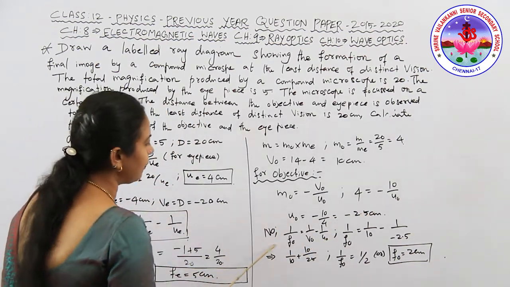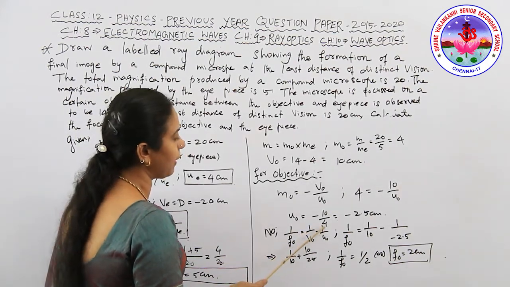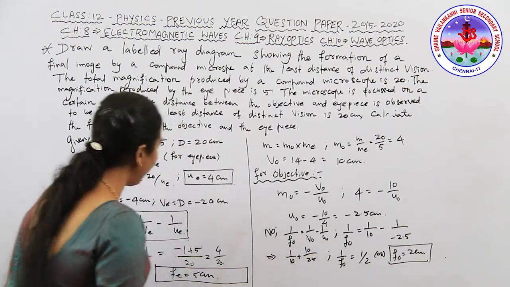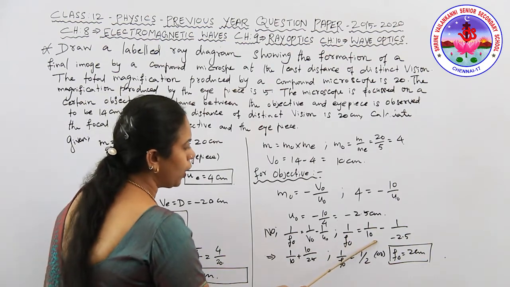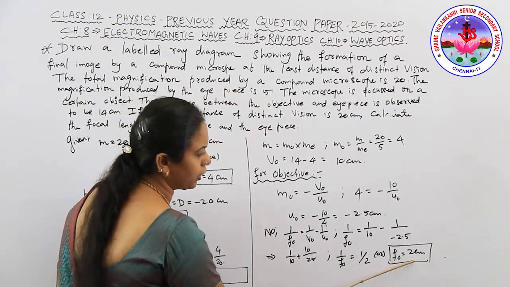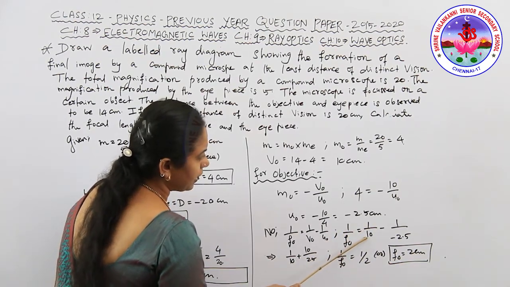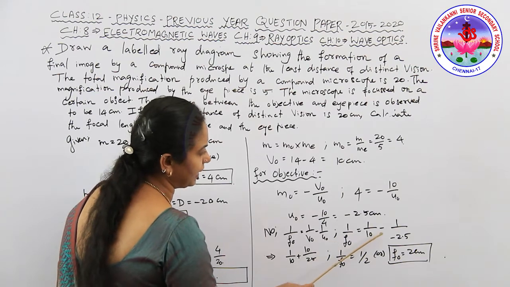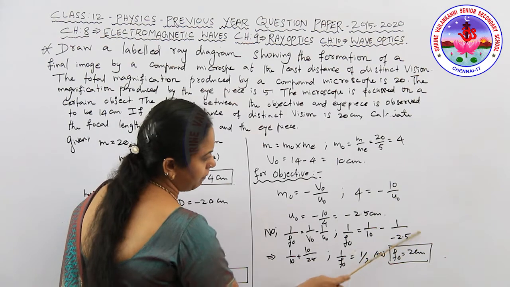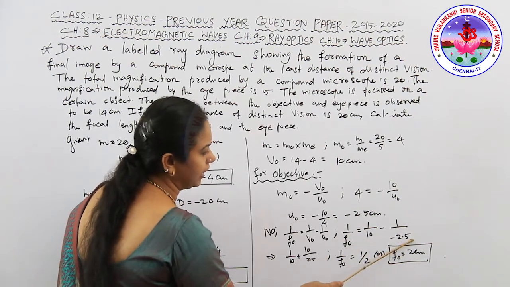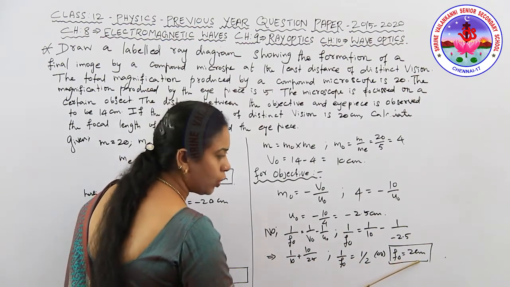Now 1 by FO is equal to 1 by VO minus 1 by UO, the lens formula. In the same way as we did for the eyepiece, when you apply the values, you will get the FO value equal to 2 centimeter. See, 1 by FO is equal to 1 by 10, the VO value we got, minus 1 by UO, which is minus 2.5. By simplifying the mathematical work, you will get 1 by FO equal to 1 by 2. So FO is equal to 2 centimeter.